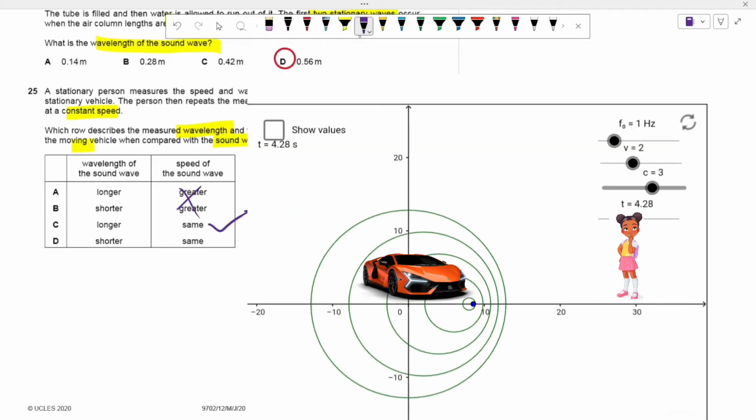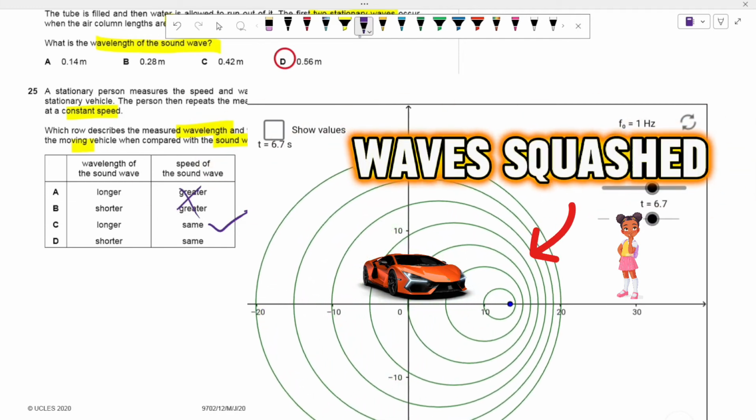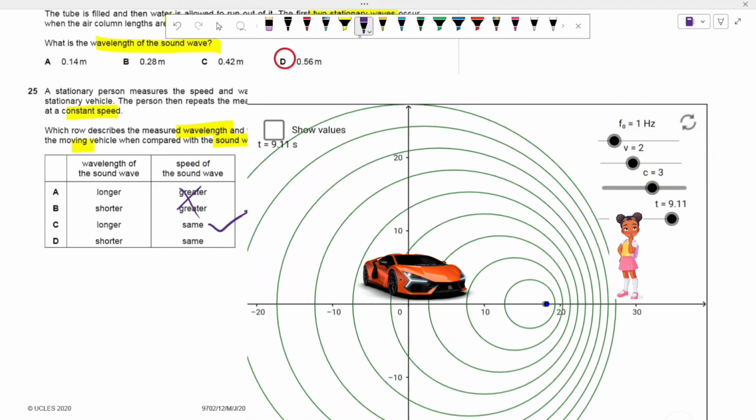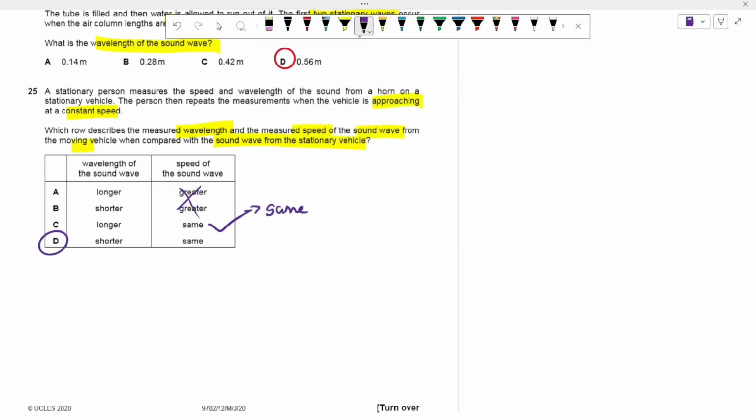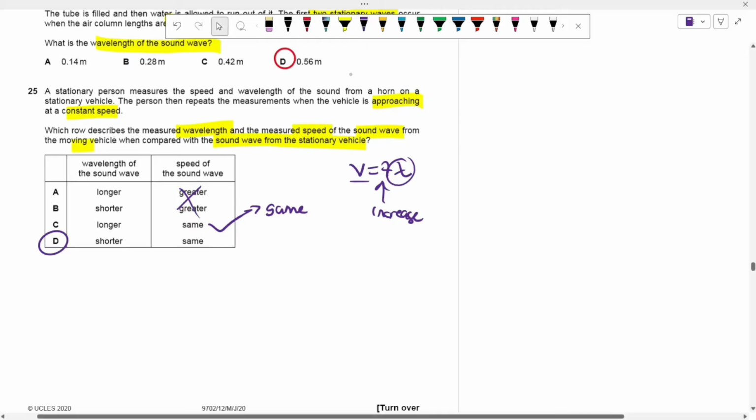Whenever it's approaching, the waves get squashed together. Hence, the wavelength becomes shorter. Since we know that v equals f lambda, and v is constant, if the wavelength becomes shorter, the frequency will increase. That explains why, when you're moving towards an object, the frequency increases, because the waves are getting more compressed. Hence, the number of wave cycles will be greater, so the frequency will be greater.